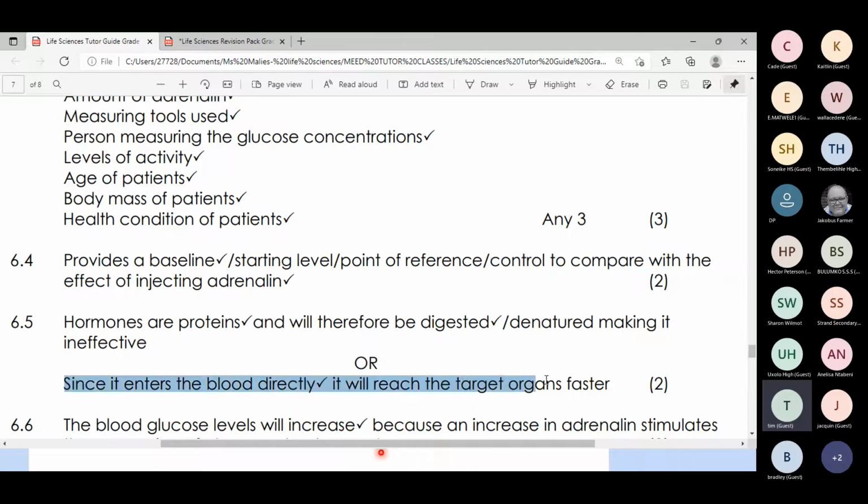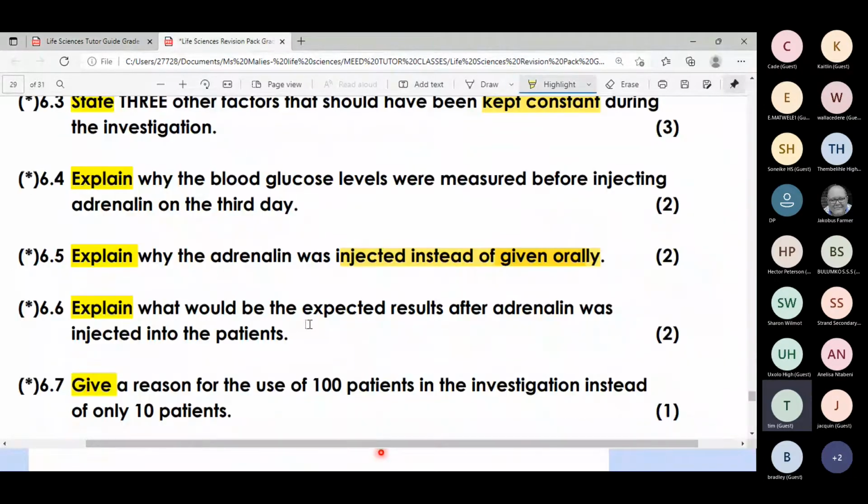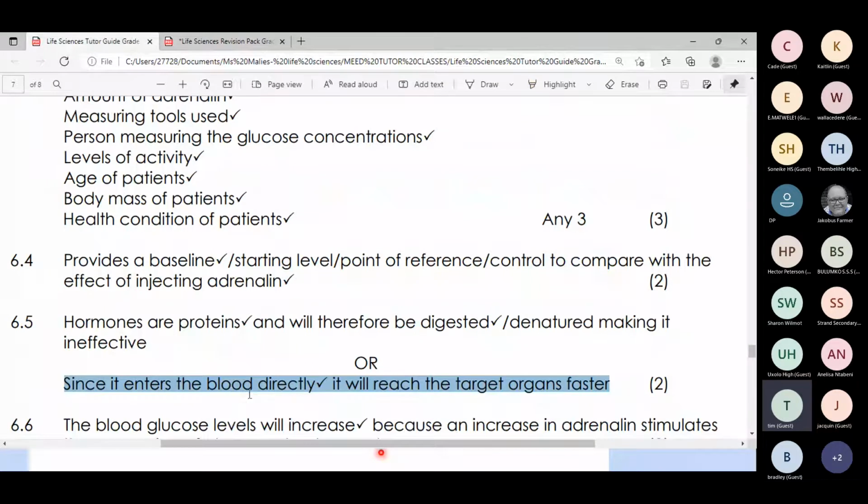So why is the adrenaline injected into the person? It goes directly into the bloodstream and it will reach the target organs faster. The first one is talking about if it is digested or denatured, making it ineffective. So if I eat it. I hope you all are still following.